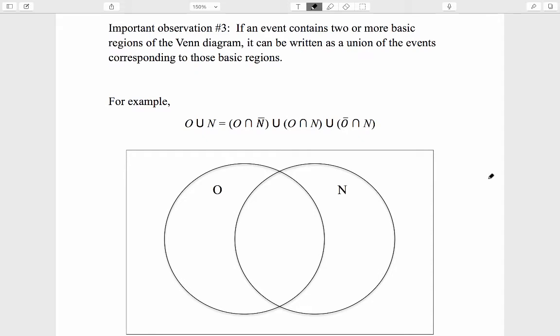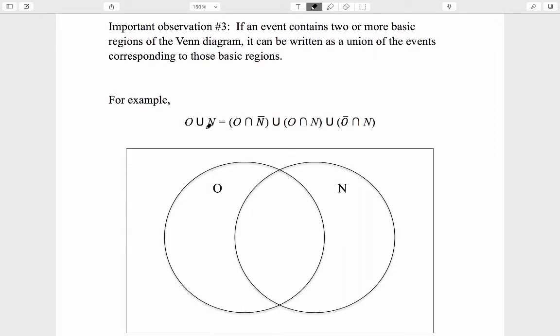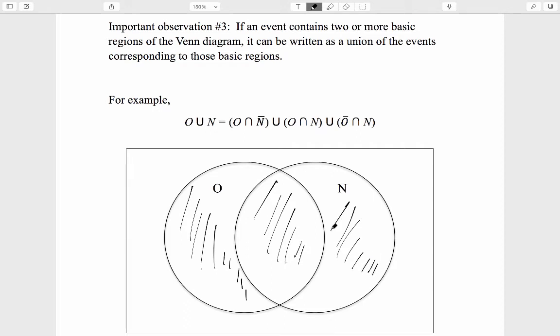Important observation number 3. If an event contains two or more basic regions of the Venn diagram, it can be written as a union of the events corresponding to those basic regions. For example, O union N. O union N in the diagram is comprised of three basic regions. These regions are O intersect N complement, O intersect N, and O complement intersect N. In fact, once we've written the probability into each basic region, we can find the probability of O union N by adding up the probabilities that correspond to these three basic regions.